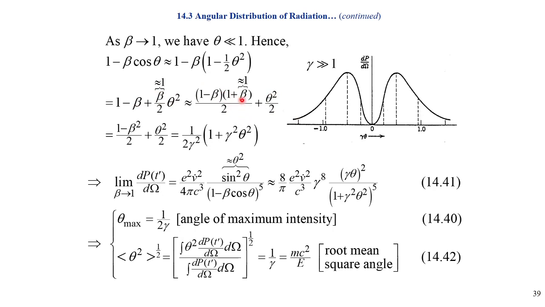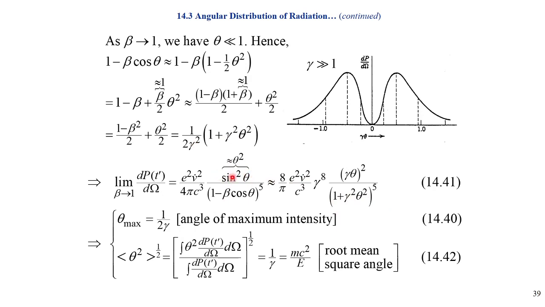Not much difference because beta very close to 1 and theta very small. So this one equals to 1 minus beta squared over 2. Not much difference. And beta very close to 1, theta squared over 2. And by this way, we can rewrite into 1 over 2 gamma squared, 1 plus gamma squared theta squared. Okay, so these terms can be rewritten into this form.